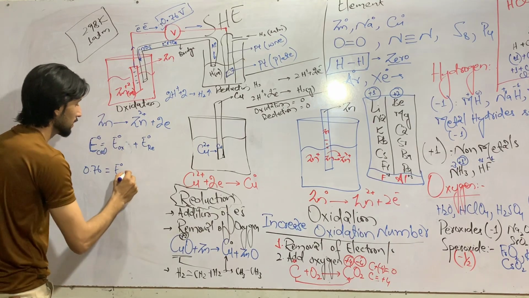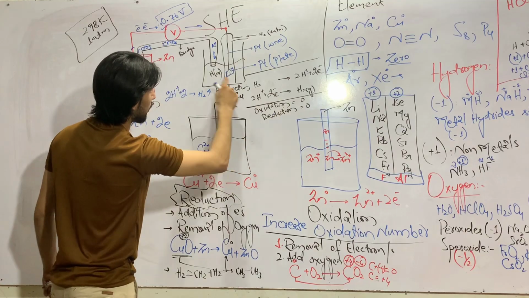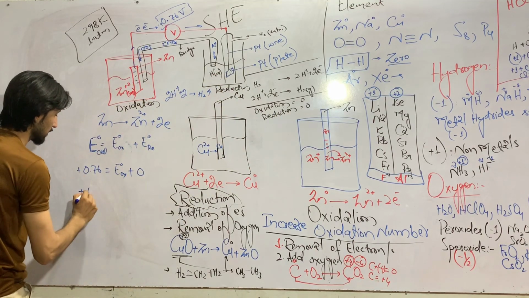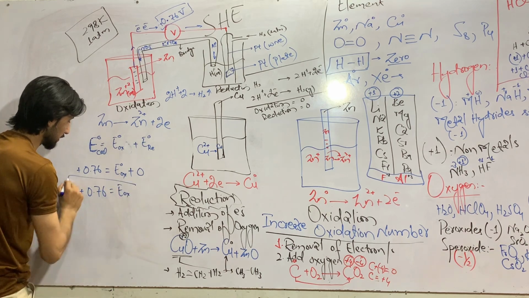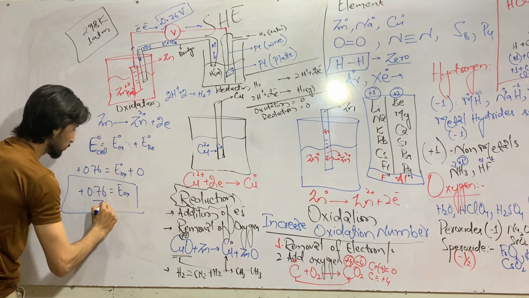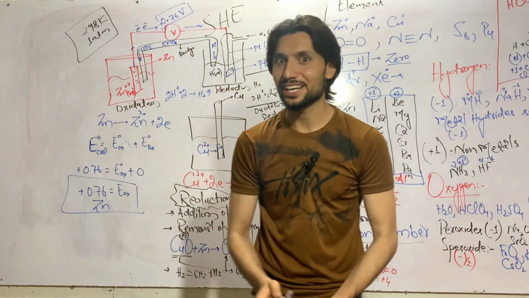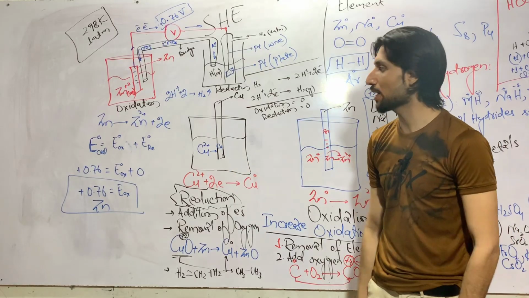I'm trying to find it. And the reduction potential of SHE is 0. So plus 0.76 becomes the oxidation potential of zinc. In this way, I have now found the oxidation potential of zinc, and in the same way I can find the reduction potential of copper.